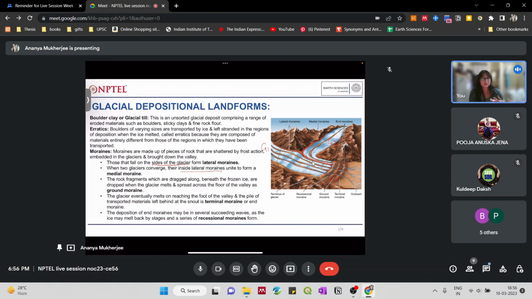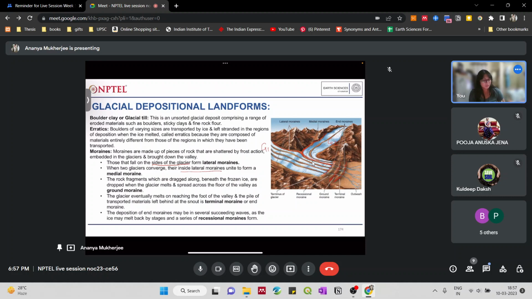And then you have recessional moraines. What are recessional moraines? It could happen that the glacier was melting, but then it stopped melting and moved back, and so these are called recessional moraines. So the deposition of end moraines could be in succeeding waves, and the ice may melt back by stages, step by step. These are called recessional moraines if we are counting from the end moraine.